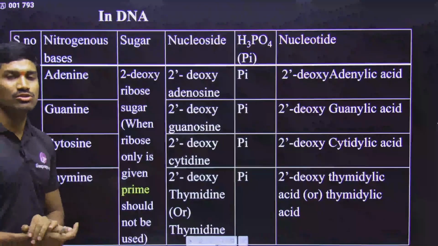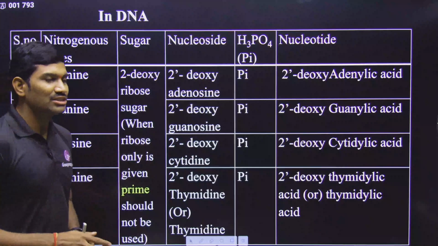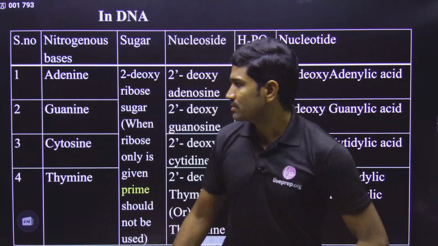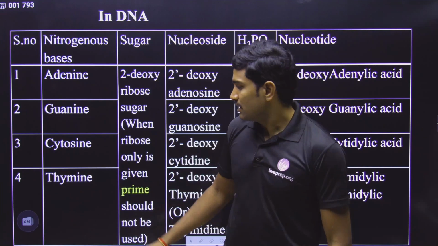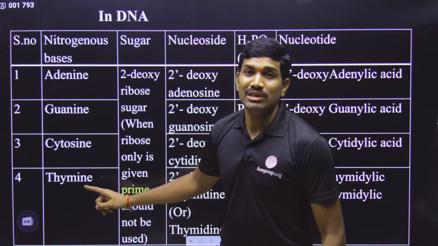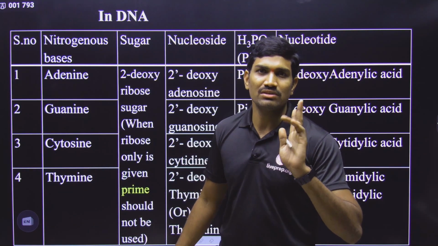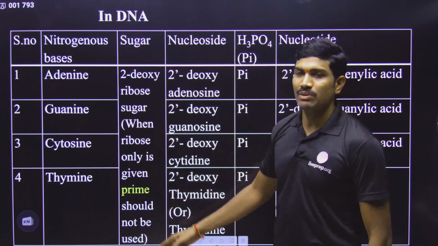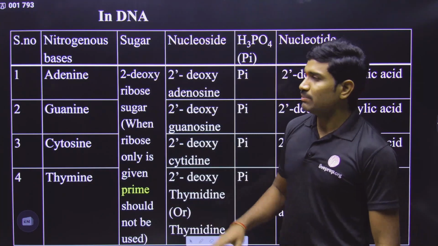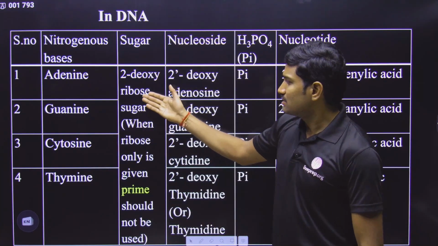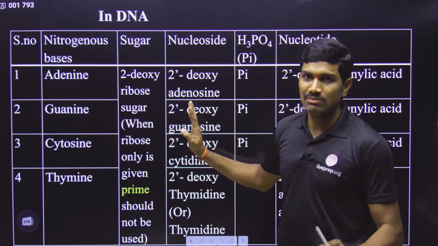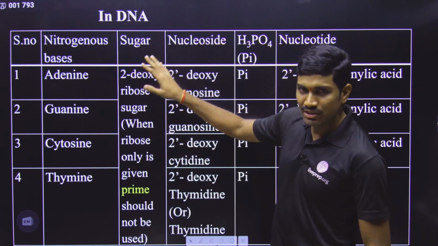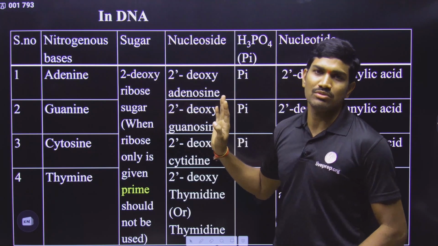for DNA also. But here there is a small difference. What is the difference? Adenine, guanine, cytosine are present as they are, but instead of uracil, thymine is present. This is one difference that you need to notice. Second difference is with respect to sugar. In the case of RNA, it is simply ribose, but in the case of DNA, it is 2-deoxyribose sugar. Please observe this. When you are writing the sugar individually, you need to write 2-deoxyribose.